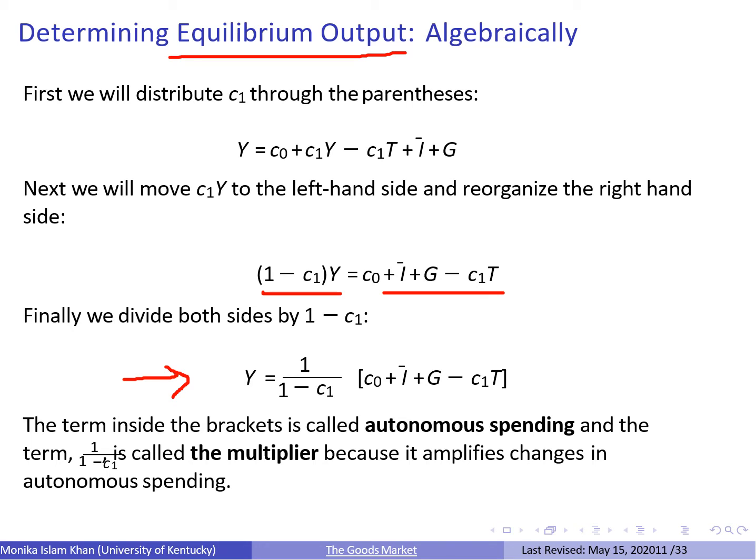Once we have solved for Y, we need to think about what each part of this equation means. So this part of the equation actually represents autonomous spending, because that is the part of the demand for goods that does not depend on output. Now recall that this C1 is actually your marginal propensity to consume. And because C1 is between 0 and 1, this entire expression creates a number that is greater than 1. And because it creates a number that is greater than 1, it amplifies the changes in autonomous spending. And that is why this is called the multiplier, because it multiplies the changes in autonomous spending. Sometimes the effect that this multiplier creates is also called the multiplier effect.